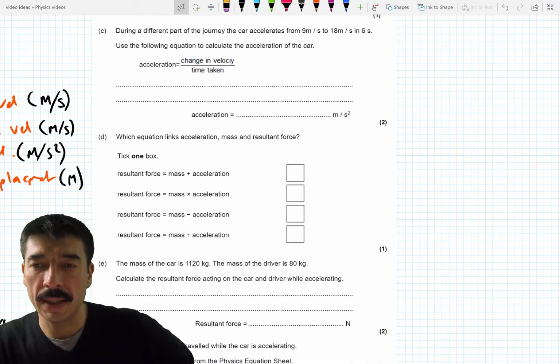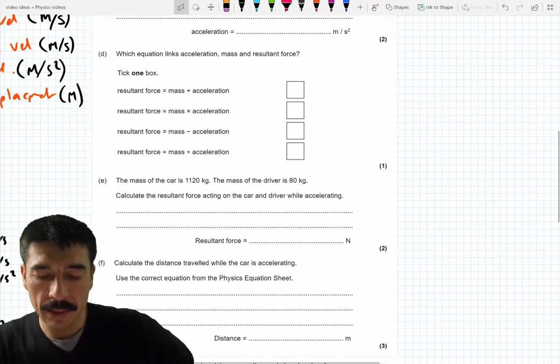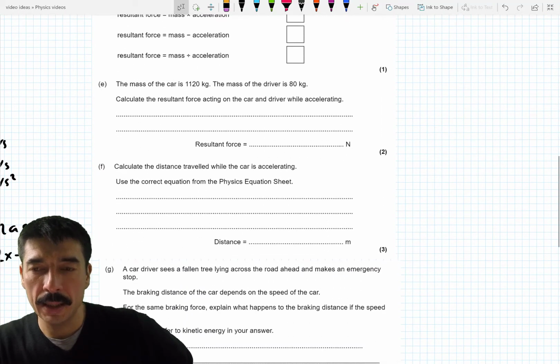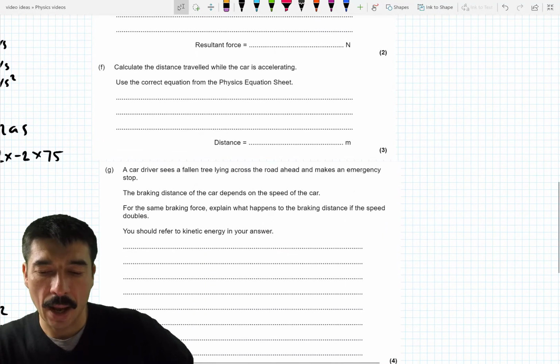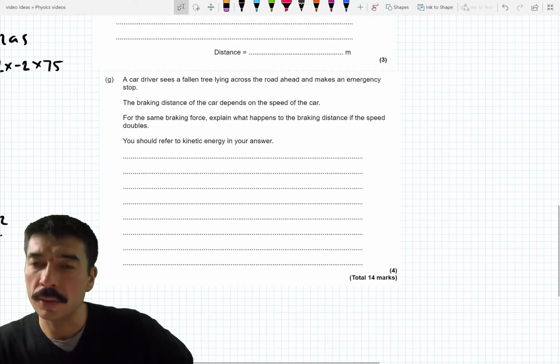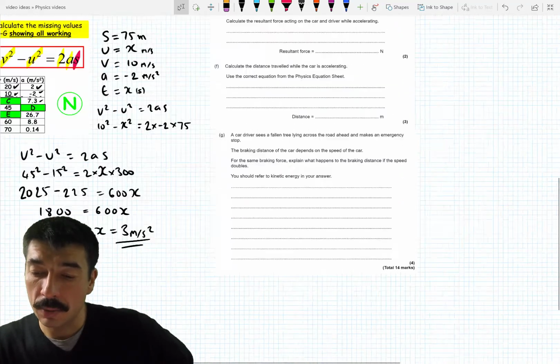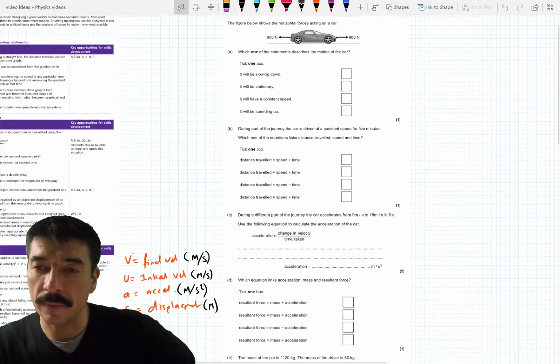Have a go at part C. They give you the equation in this one. D, E, F, and G. Okay, so I would definitely recommend, you won't get better at physics without practice.